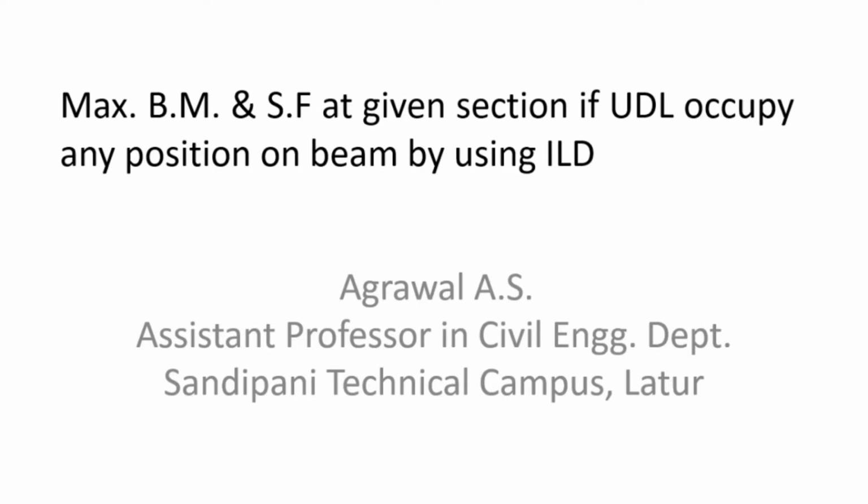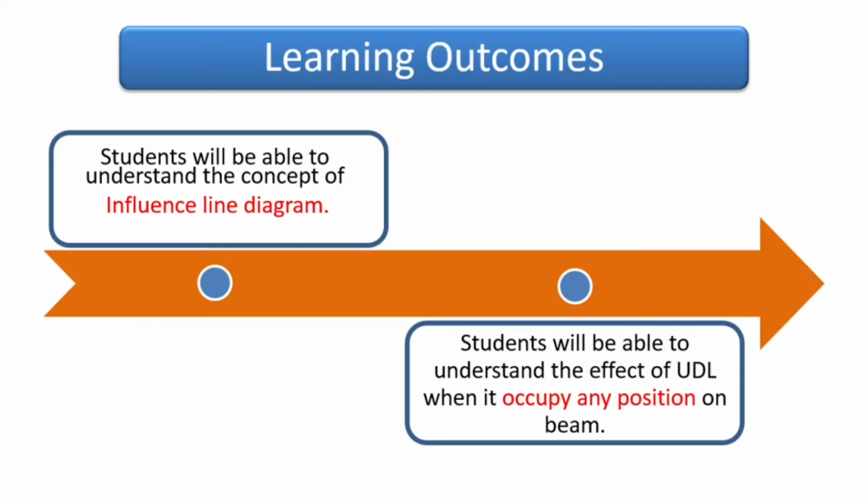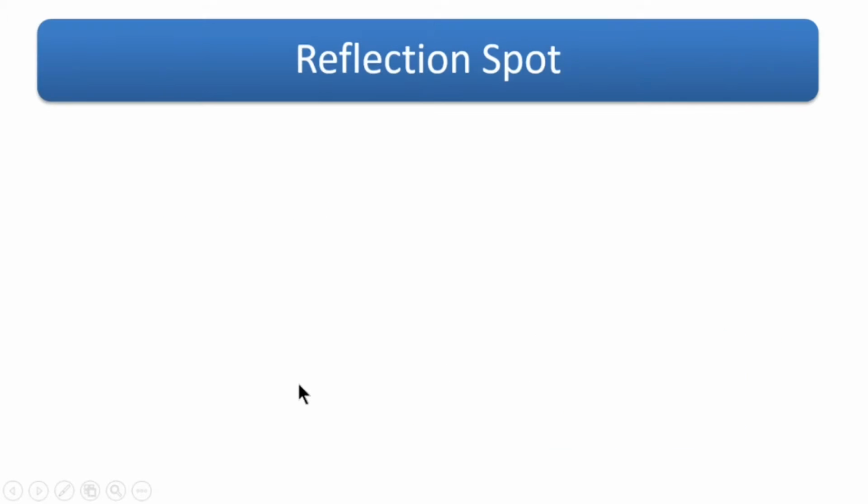Today's topic is maximum bend moment and shear force at a given section if a UDL occupies any position on a beam by using ILD. Now the learning outcomes. A student will be able to understand the concept of influence line diagram, and also the effect of UDL when it occupies any position on the beam.